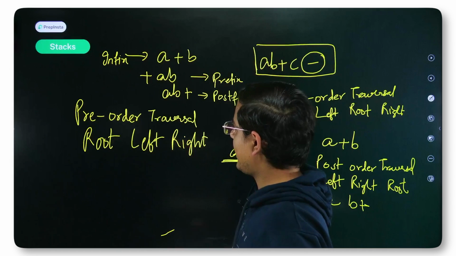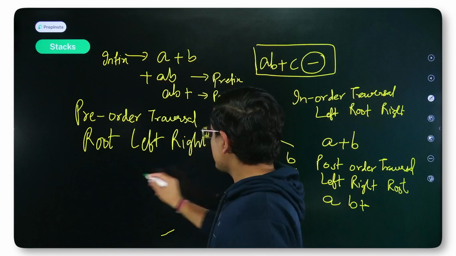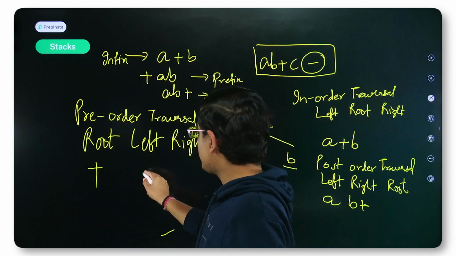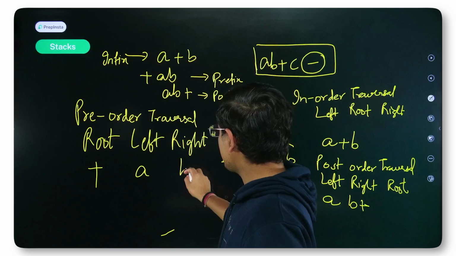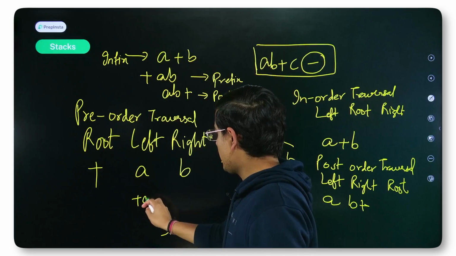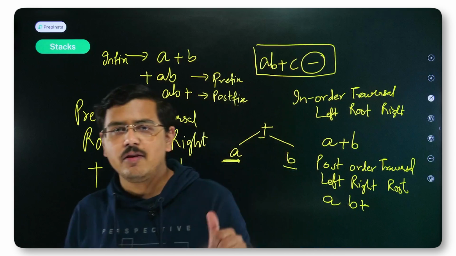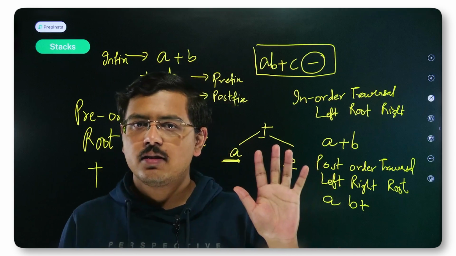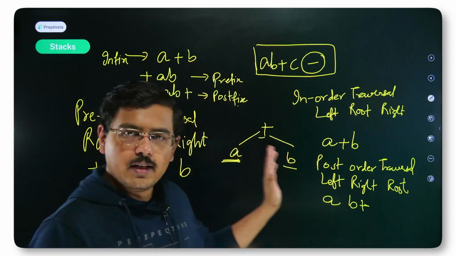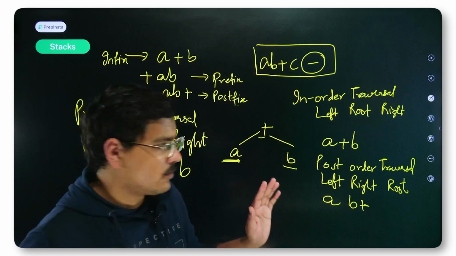Fine. So if I go by that, root is plus, then left subtree is A, and then right subtree is B. So the expression is plus AB. Fine. Which is the prefix expression. That is how you get prefix, postfix and infix expressions. Fine. Very simple, easy.